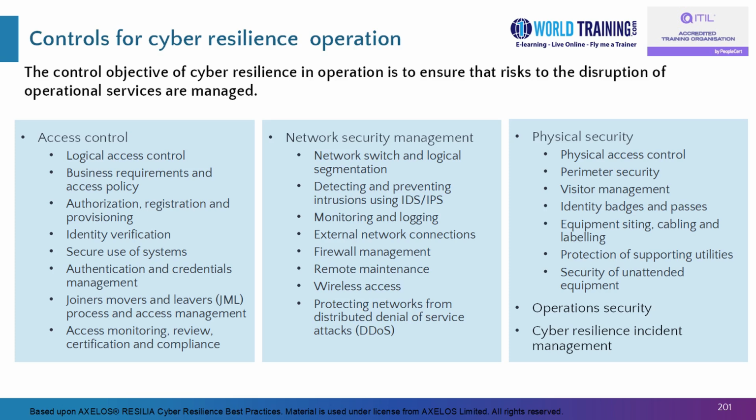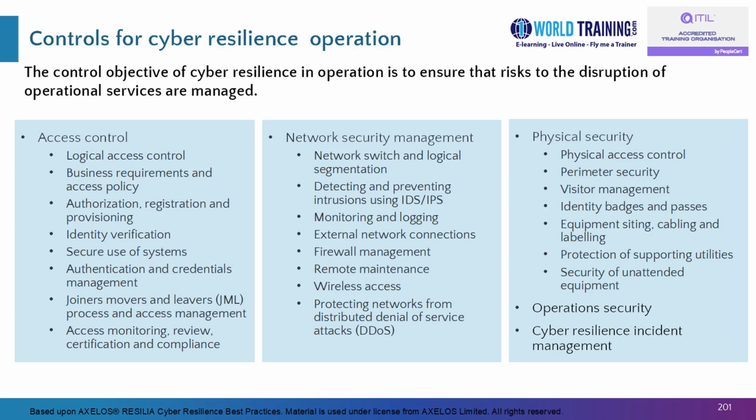Now we have a long list of controls applicable for cyber resilience operation. And the control objective in operation is to ensure that the risks to the disruption of operational services are managed. So we have access control, and then we have network security management, physical security, operations security, and cyber resilience incident management. So there are 5.